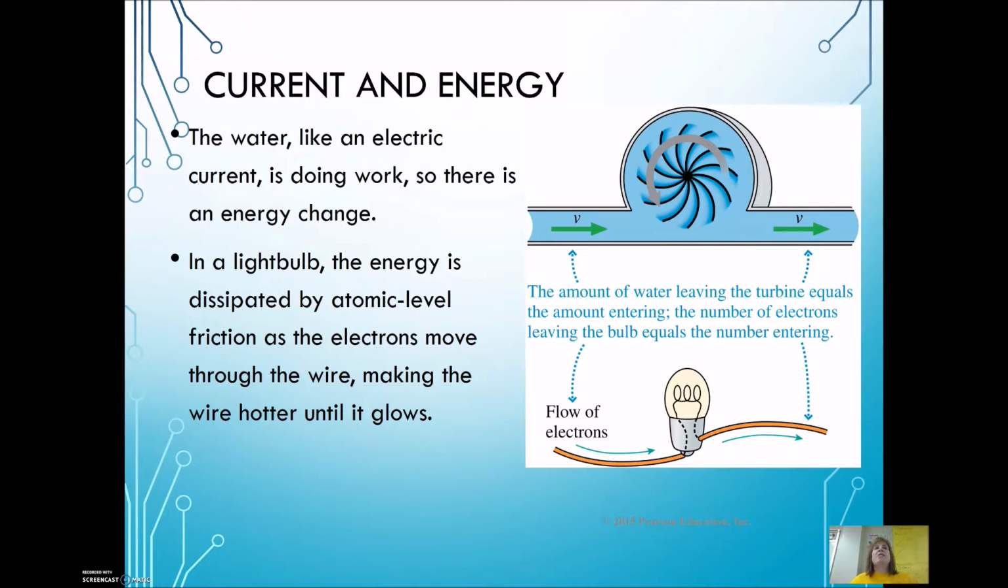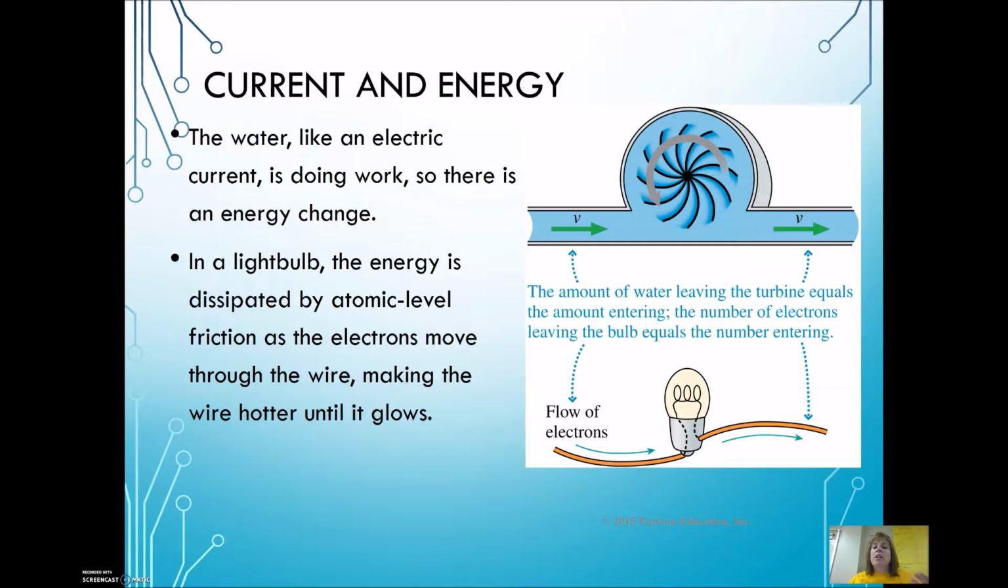There is another rule that has to do with energy. One of the ways that it's easy to think about current and circuits is to think about it in terms of water going through a pipe, except we have electrons going through a wire. If we think about water in a water wheel, when water goes through a water wheel, it turns that water wheel, it does work and changes the energy of the system. It's the same thing for a light bulb.